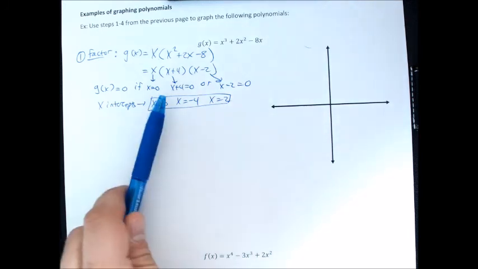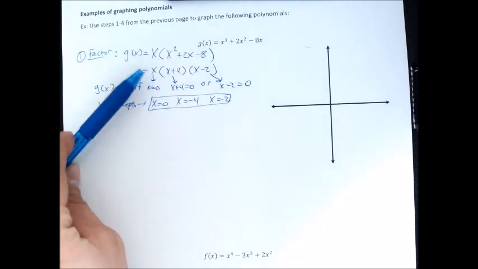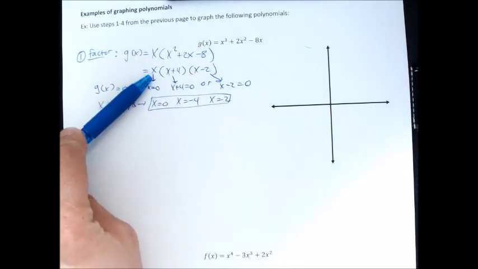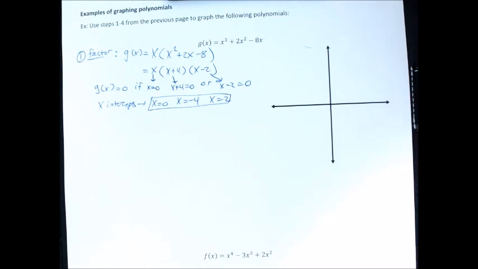Does it make sense why we do that? I get questions about that sometimes. Like, why is it that if we want to know when this is 0, we set each piece equal to 0? Can anyone explain that? Why do we set each separate piece equal to 0 to know when the function itself is 0? Why does that make sense?